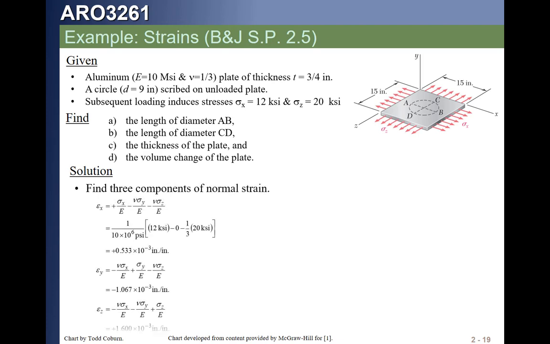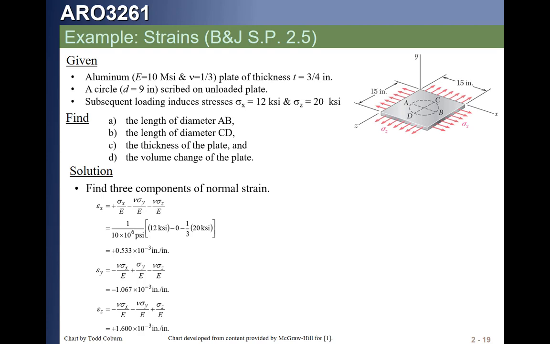So we start by calculating our strains, sigma over E and sigma over E. We've got two strains, but we also have Poisson's effect. So our strain in the X direction is our sigma X over E. That's the main strain, right? And then we also have sigma Y over E and sigma Z over E, both multiplied by Poisson's ratio and the negative of those. Now we do have a stress in the X direction. We do have a stress in the Z direction. Our stress in the Y direction is 0.